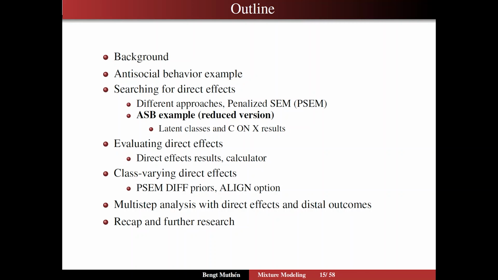So in the outline on slide 15, we now turn to the antisocial behavior example in the reduced version, the smaller sized version. And we're going to focus on latent class probabilities and particularly on C on X results, regressing the latent classes on the covariates.